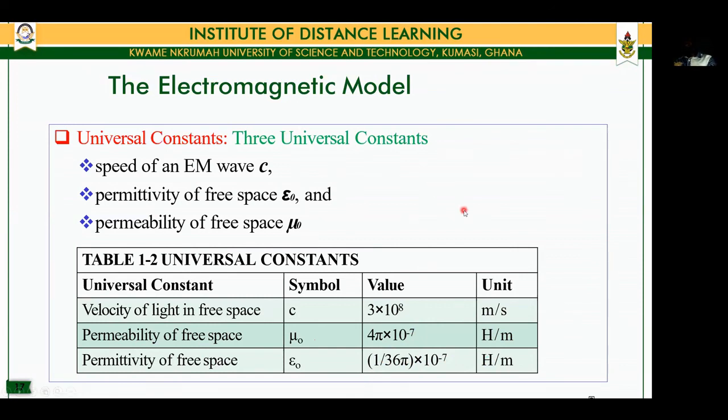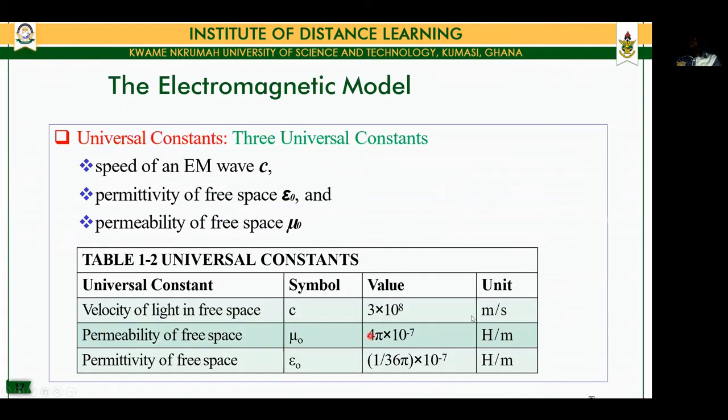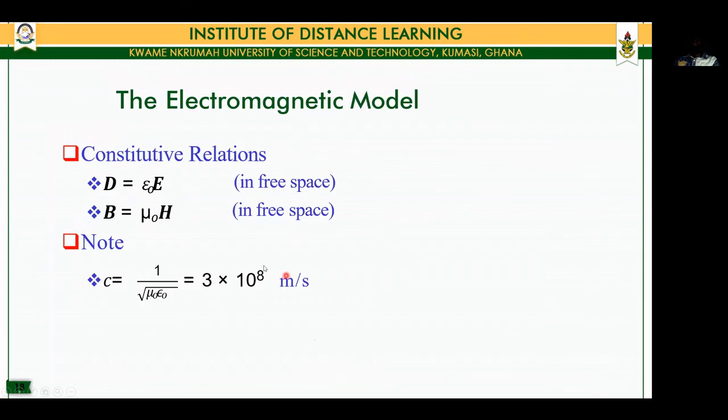So they are called the universal constants. And as I mentioned before, this is the relationship between electric flux density and electric field intensity. It's called the constitutive relations. D equals epsilon naught E in free space, and B is mu naught H in free space. And C is given by 1 over the square root of mu naught times epsilon naught. If you compute this from the values that we showed here, this is mu naught and this is epsilon naught, you get 3 times 10 to the power 8 meters per second.